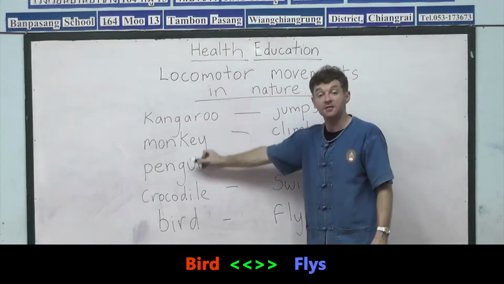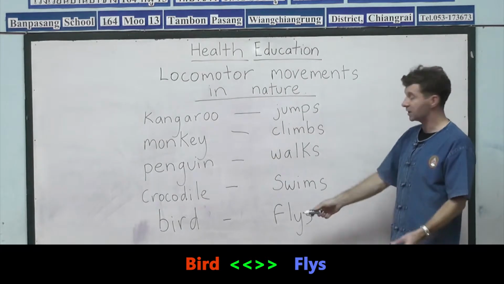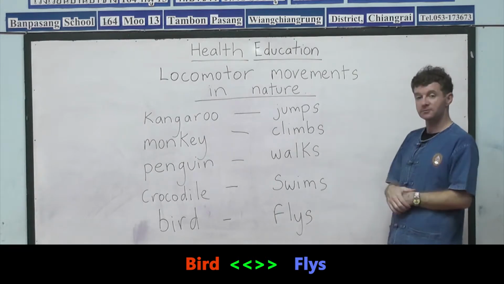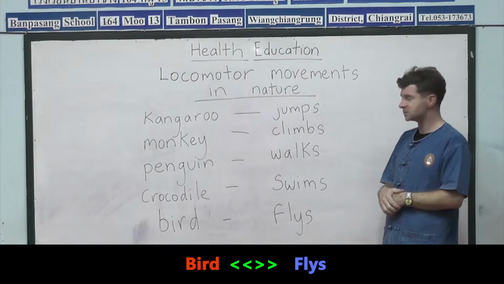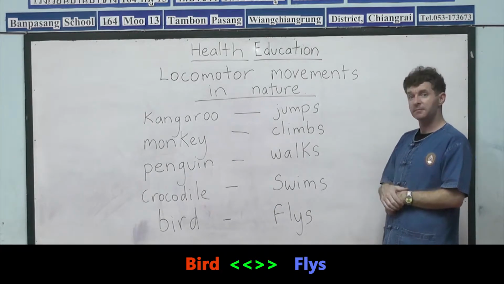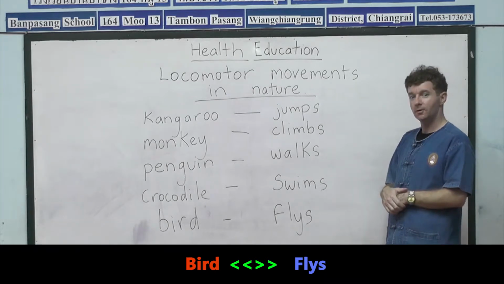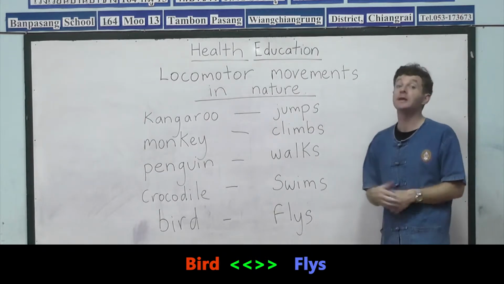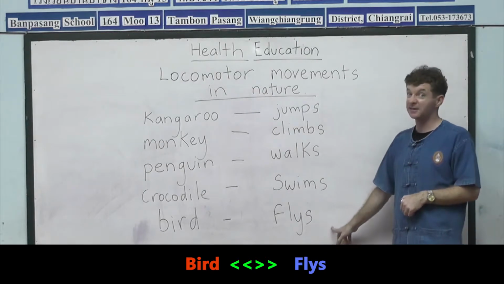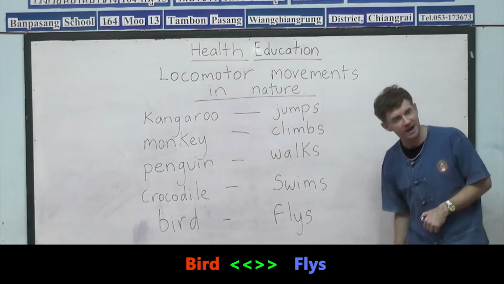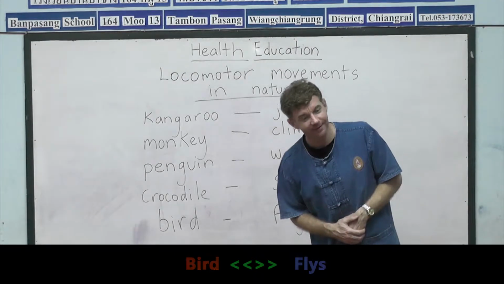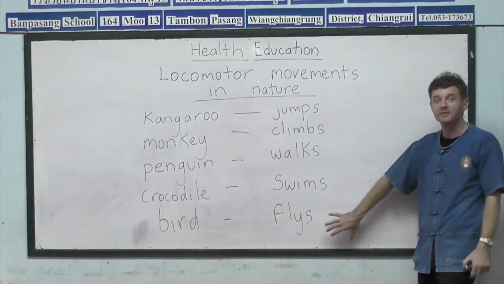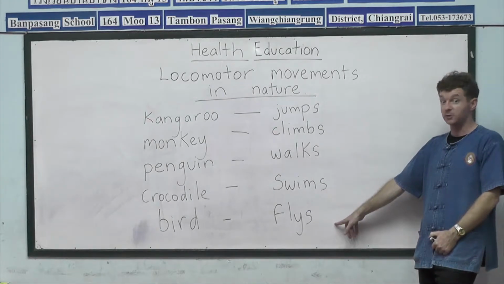So here you see the animals. And in this row you can see the locomotor movements in nature. Once again, jumps. Can we jump? Yes. Climbs. Can we climb? Yes. Walks. Can we walk? Yes. Swims. Can we swim? Yes, we need to learn to swim, but we can swim. Flies? No. Can you fly? No. We can fly, but we need to get on an aeroplane. We can't do it by ourselves. That's why this one is special. The birds can do this, but humans can't.